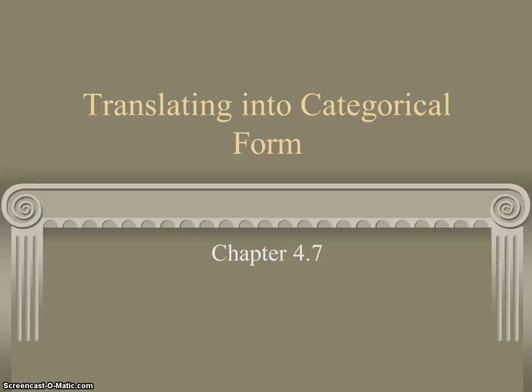Okay, welcome to section 4.7. What we want to do today is look at turning an ordinary sentence and translating that into a categorical language. So we have four terms: all A are B, no A are B, some A are B, some A are not B. We've talked about them in great detail. If we're not able to say it in these terms, then it means nothing to us.